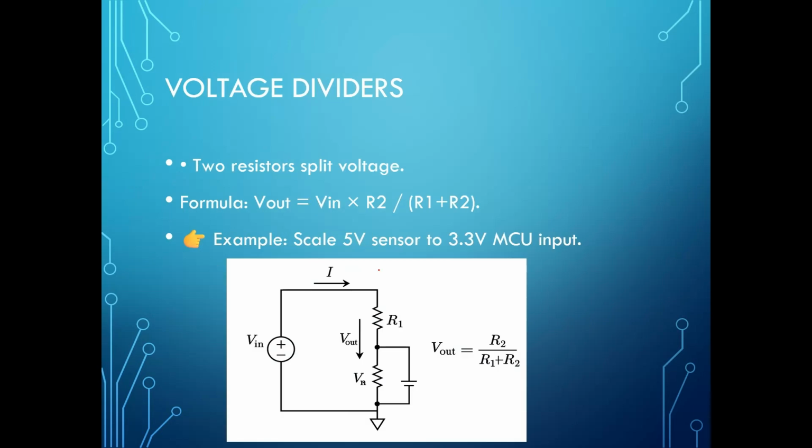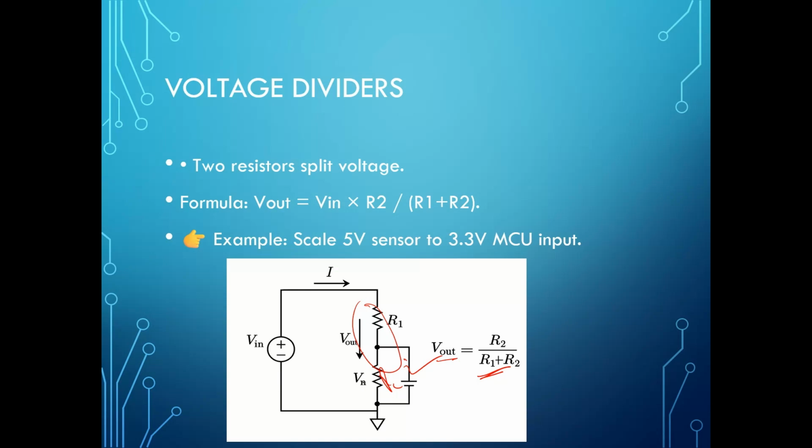So what is a voltage divider? A voltage divider is basically two resistors splitting the voltage. What is the formula here? To calculate V out, it is R2 divided by R1 plus R2, that is, V out equals V in times R2 over R1 plus R2.